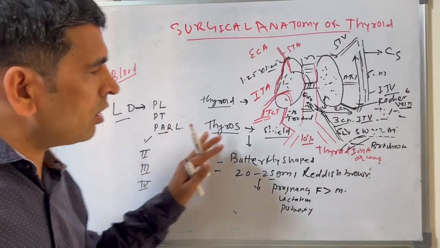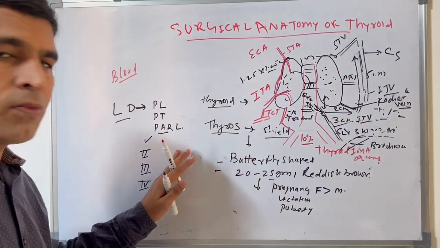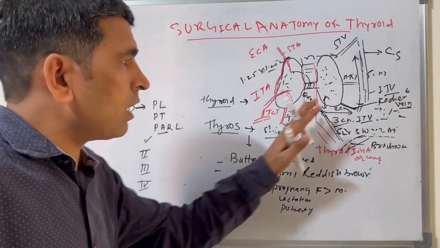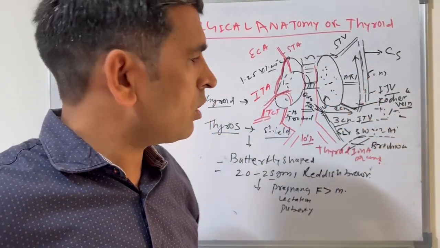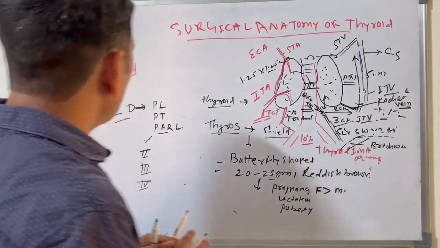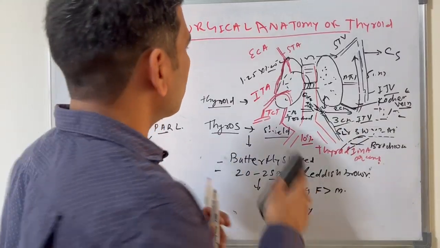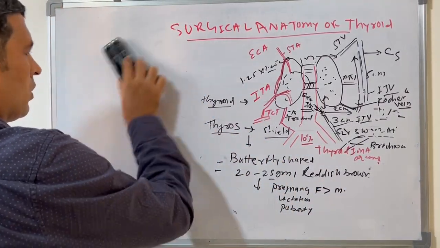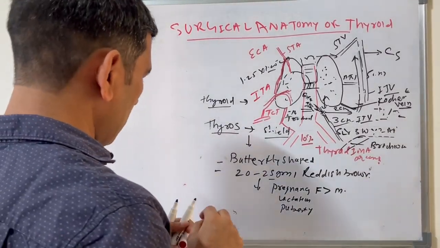During dissection, if there is malignancy present and lymphadenopathy is present, then you have to dissect these nodes in the central compartment, as well as remove the second, third, and fourth level lymph nodes during thyroid malignancy. So this is the lymphatic drainage. Now nerve supply.